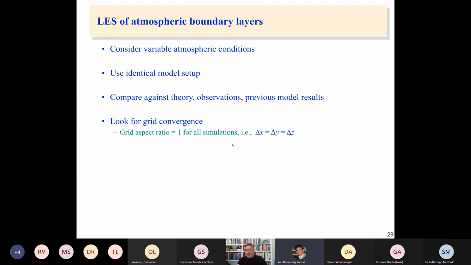Okay. So we're going to do LES of atmospheric boundary layers. Every time we do this, the model setup is identical. There's nothing to tune here, and we're going to compare with theory, observation and previous model results. And we're also going to look for grid convergence.